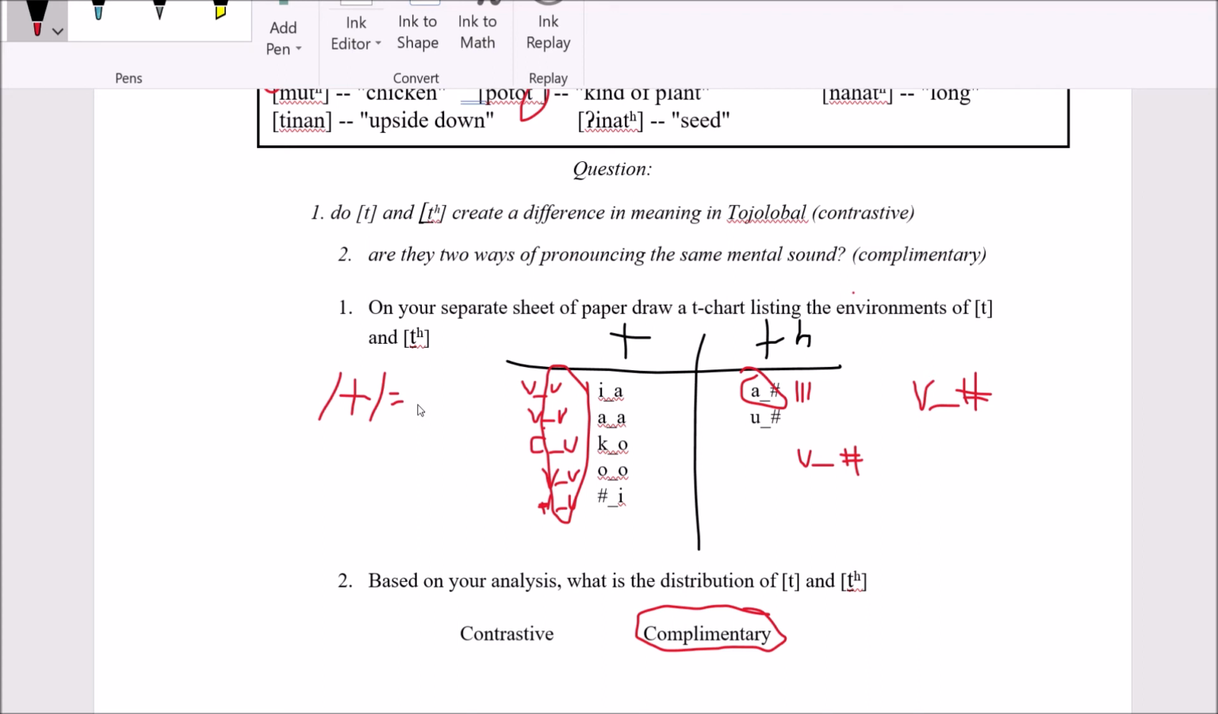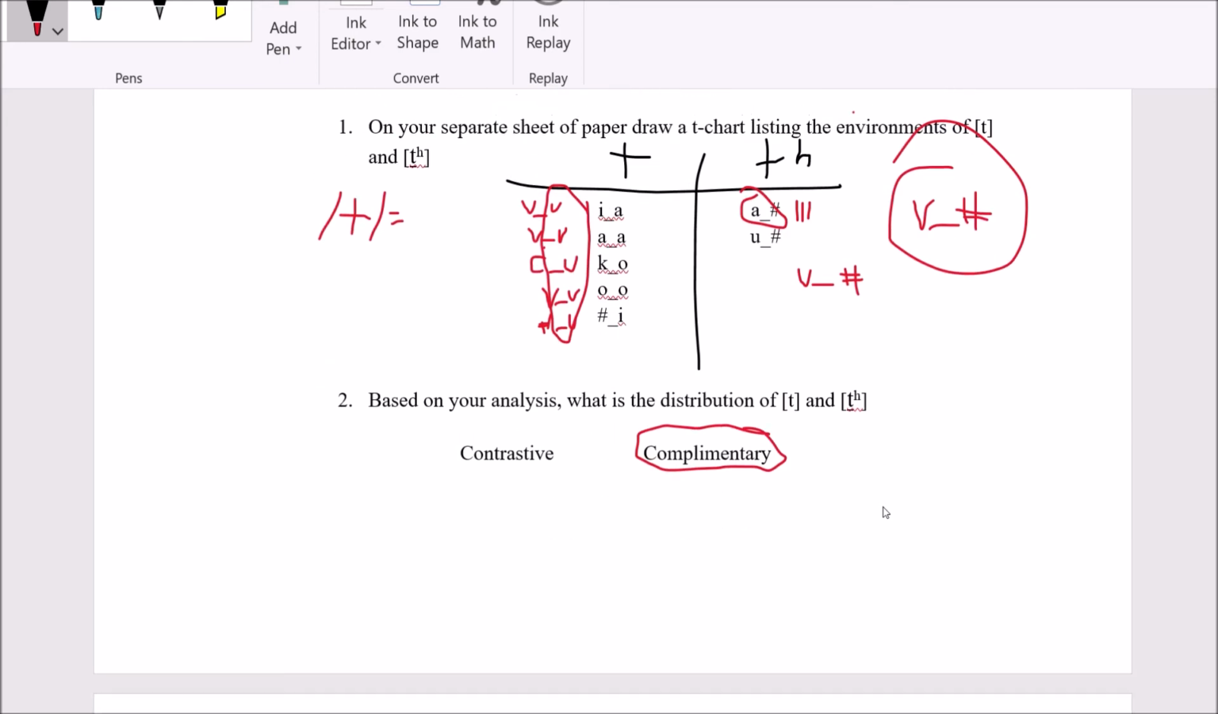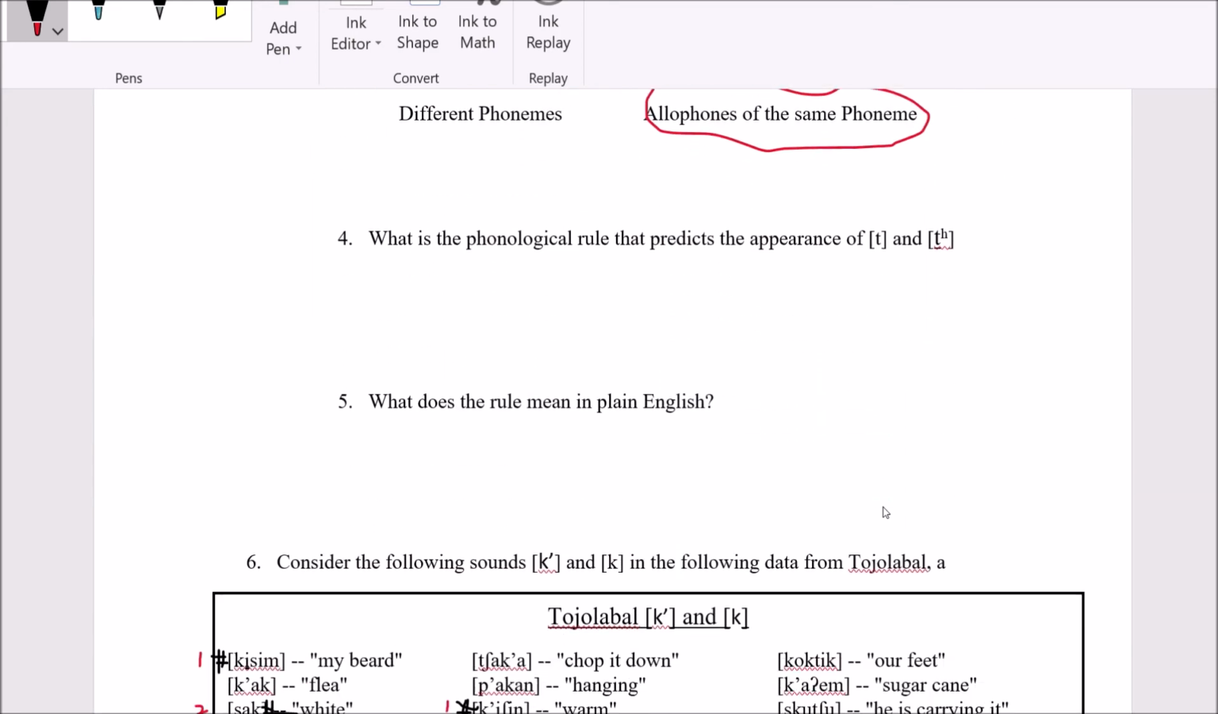We don't have any data that proves that, so we would not want to make a rule for that. But we clearly have some data here that proves that this gets aspirated before this in the environment of between a vowel and a word boundary. So hopping on down, we go to what is the phonological rule that predicts the appearance.